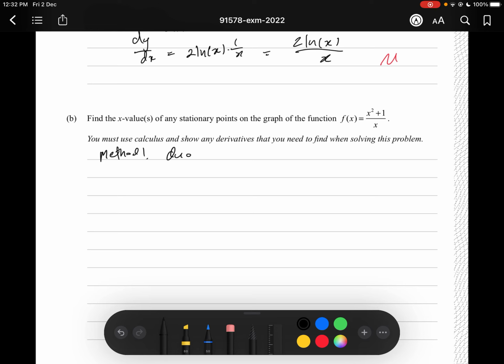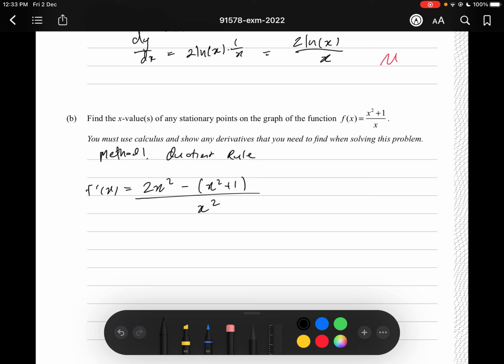I'm going to use the quotient rule. So in this case, we're going to take the derivative of the top function, which is x squared plus 1, which is 2x, and multiplied by x. So that's going to give us 2x squared minus the derivative of x, which is 1, multiplied by x squared plus 1. So 2x squared minus x squared plus 1, all over x squared.